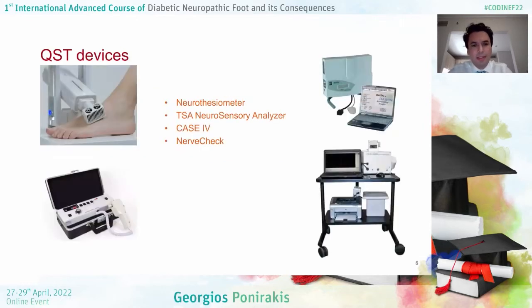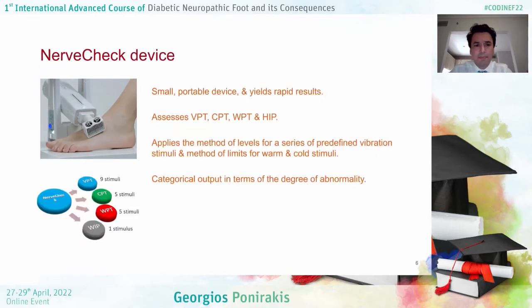There are several devices available for quantitative sensory testing. One of them is the neurothesiometer, but it only has one modality, the vibration perception threshold. The other one is the TSA neurosensory analyzer, which comes with a laptop and is quite a big device. Now, the NerveCheck is an interesting one, which is more useful for clinical practice because it's a small, portable device, and it assesses 4 different modalities: vibration, cold and warm perception threshold, and heat-induced pain.